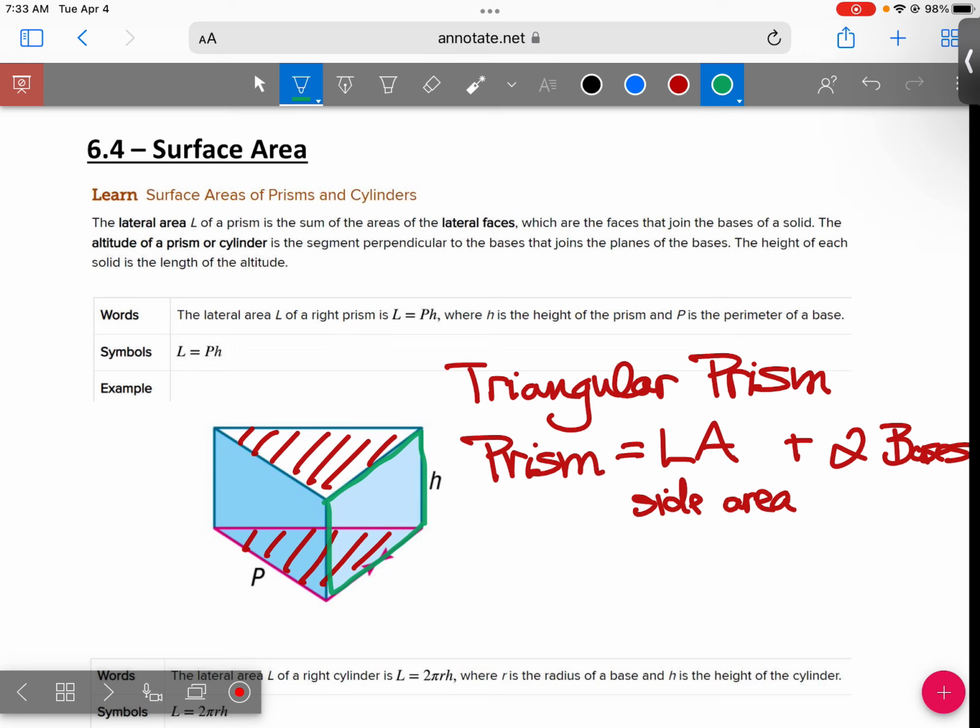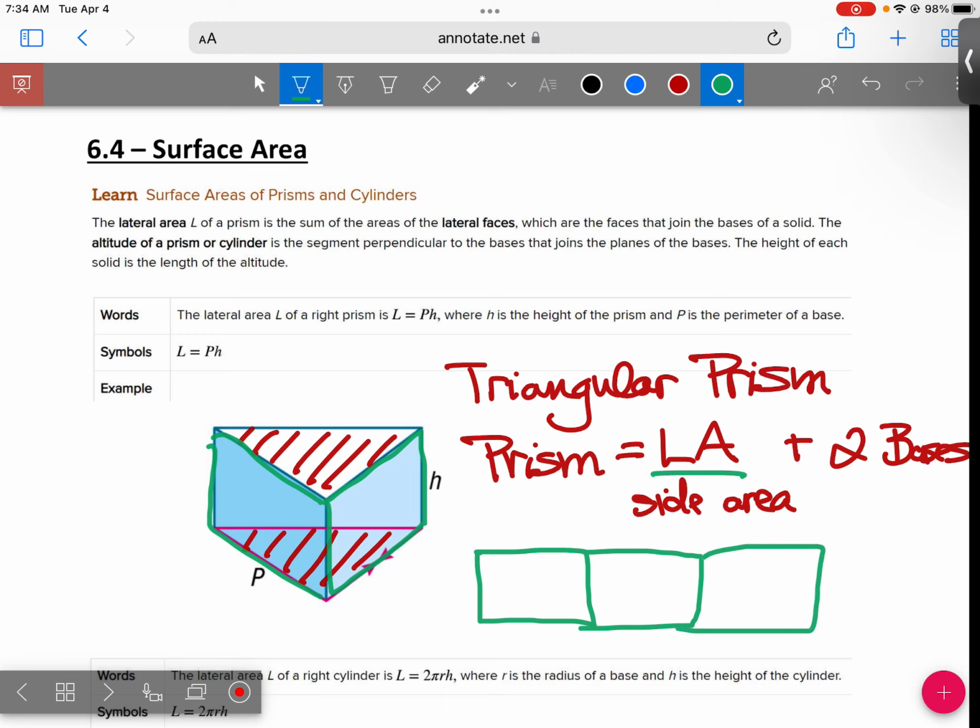Could be a square, rectangle, right, but you're in the right general vicinity, okay? So if I want to find the lateral area, this is kind of going to unfold. If I were to unfold this green area, this lateral area, it would be three rectangles in a row. This is the lateral area. It's going to be three rectangles, and on each of these lines, this is where the fold is, right?